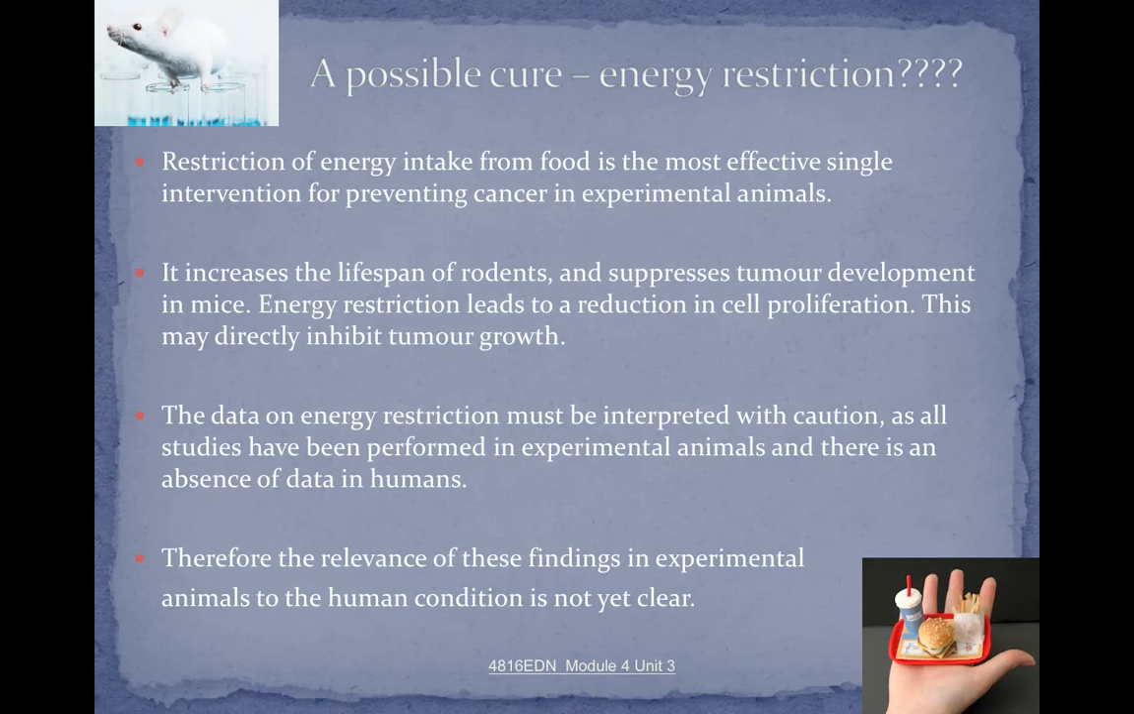So what the research actually found was that restricting nutrition, so basically not feeding animals, or restricting how many calories they consume, was found to increase the lifespan of rodents and suppress tumour development in mice. They actually gave rodents cancers of different kinds to see if it stopped the tumour from progressing, as well as increasing the lifespan. So energy restriction leads to a reduction in cell proliferation. This may directly inhibit tumour growth. What that means is it's slowing down that unregulated, out of control cell division.